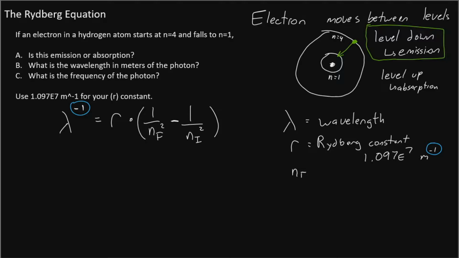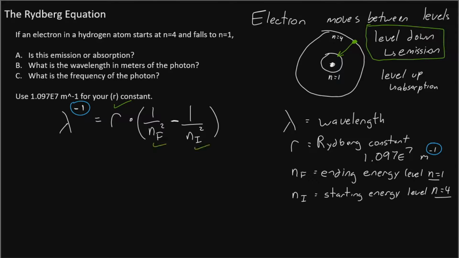Now, n final is our ending energy level. We can see the way the arrow points in this picture that I've drawn that we're going to end on n equals 1. Now, n initial was our starting energy level. Again, we can see from our picture that we started from level 4. So we'll say n initial is n equals 4. So we know R and we know both levels. Let's fill those numbers in.